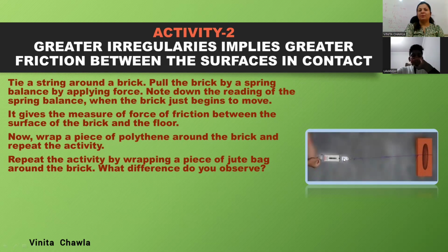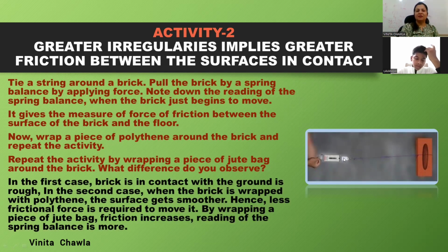Repeat this activity by wrapping a piece of jute bag around the brick. What difference do you observe? In the first case, the brick is in contact with the ground, which is rough. In the second case, when the brick is wrapped with polythene, the surface gets smoother. Hence, less frictional force is required to move it. By wrapping a piece of jute bag, friction increases. The reading of the spring balance is more, because jute bag is rough. More friction and more force is required to move it.